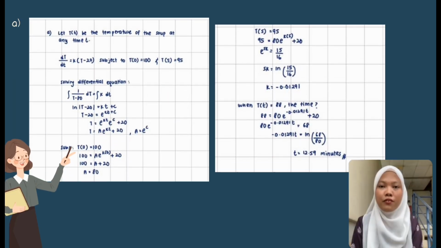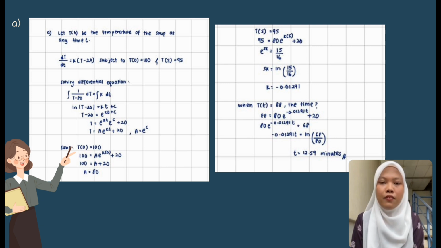For question 1, first let T(t) be the temperature of the soup at any time t. We will start with the equation dT/dt equal to k times (T minus 20). After that, we will need to separate the variables and integrate both sides to get T equal to A e to the power of kt plus 20, where A is e to the power of c. Now, substitute t equal to 0 into the equation: 100 equal to A e to the power of 0k plus 20, and we will get the value of A, which is 80.